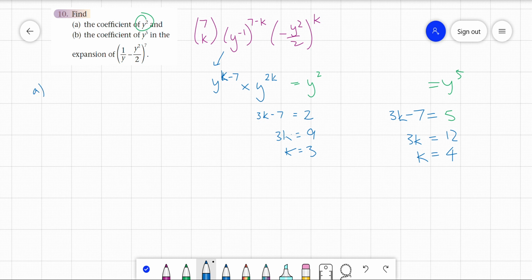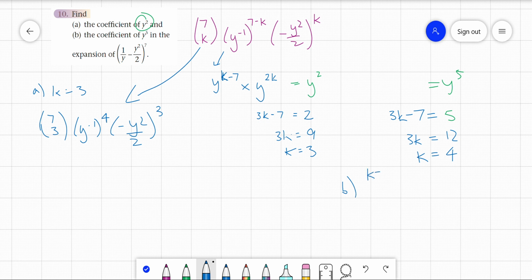So for A, with k equals 3, sorry about that, let's go back to here. So we've got 7 choose 3, y to the minus 1 to the power of 4, minus y squared on 2 to the power of 3. So for B, which is k equals 4, we're going to have 7 choose 4, y to the minus 1 to the power of 7 minus 4, which is 3, minus y squared on 2 to the power of 4.